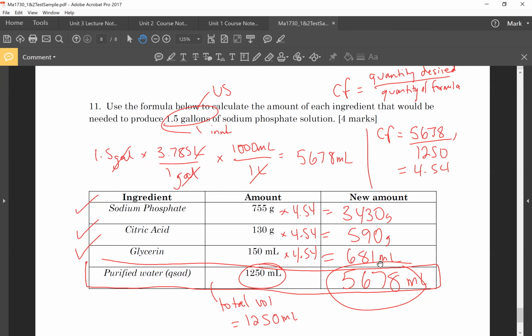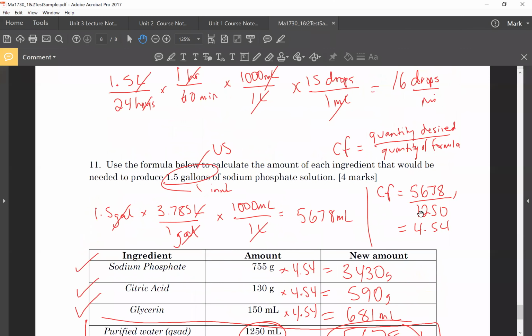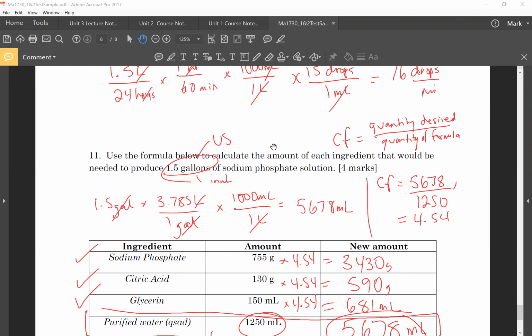All right, guys, that's it. That would be the last question in Unit 2. There's about half of you left. Does anybody have any questions?